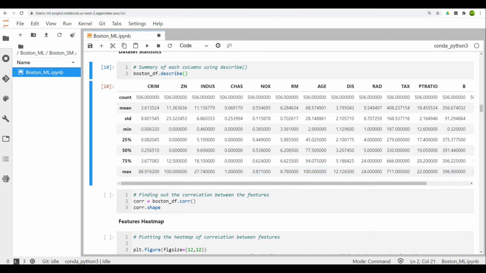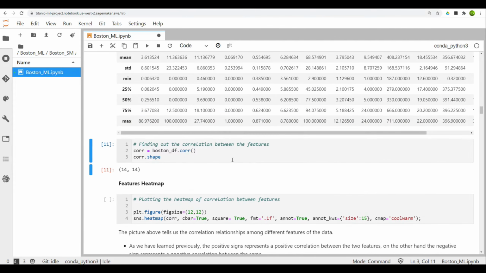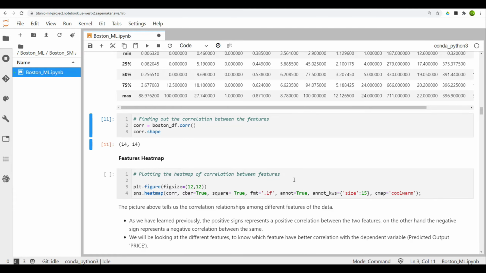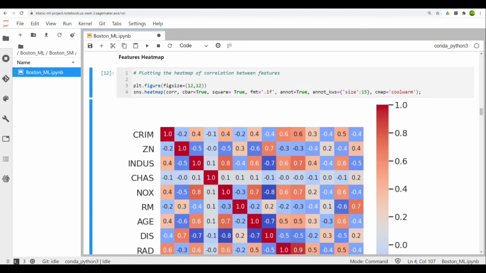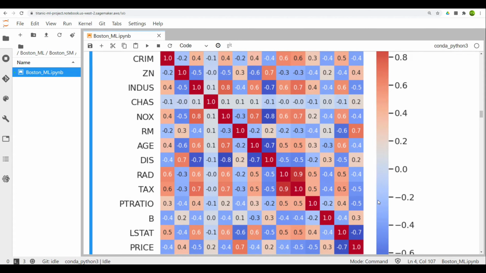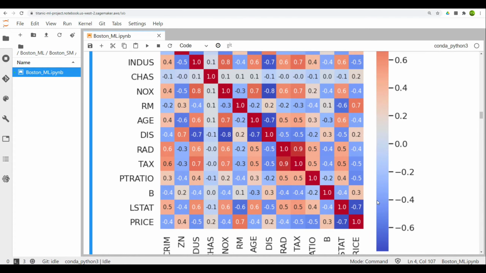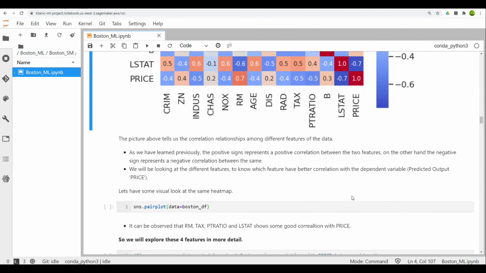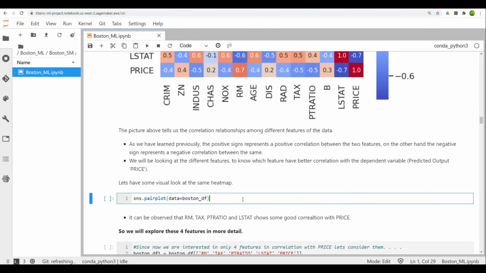Now let's have a look at the correlation between the features. Let's run this cell. And in the next cell, we will look at its heat map. The heat map tells us the correlation relationship among different features of the data. The positive values represent a positive correlation between the two features, and on the other hand, the negative values represent a negative correlation between the same. We will be looking at the different features to know which features have better correlation with the dependent variable, that is the predicted output price. Now let's have some visual look at the same heat map.